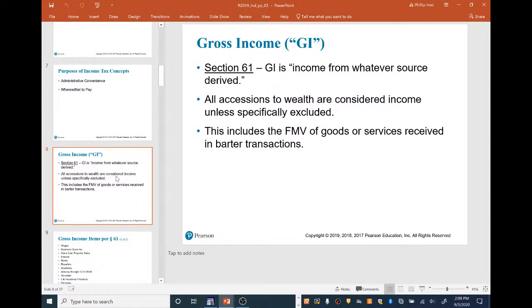Okay, next, gross income. So once again, Section 61 of the Internal Revenue Code is going to say that gross income is from whatever source derived, right? So whatever source of income that you derive, that is considered to be gross income. So all accessions to wealth are considered income unless specifically excluded. This includes the fair market value of goods or services received in barter transactions.